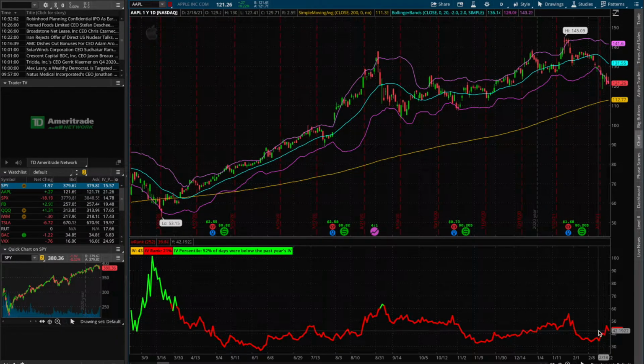So looking at this horizontal line right now, that is right at the current levels of implied volatility. Going back across time here, you can definitely see just by looking at this chart visually that about half the days of the past year were below this horizontal line. So that's what IV rank is, and that's what IV percentile is.